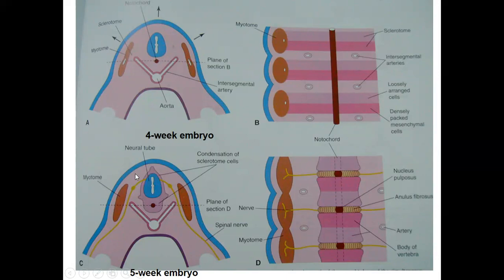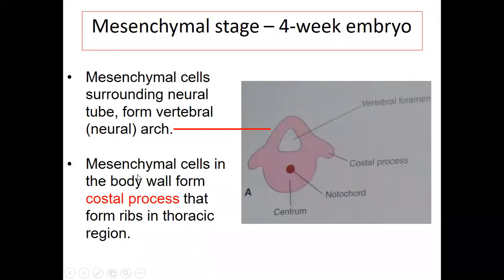If you see this picture, you can see here the mesenchymal cells that surround the neural tube that later will form the neural arch. These mesenchymal cells, or condensation of the sclerotomes, also surround the notochord and form the centrum, the primordium of the vertebra. So the mesenchymal cells that surround the neural tube will form the vertebral or neural arch.